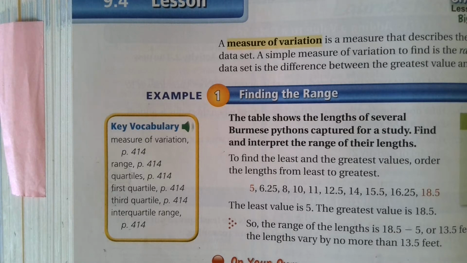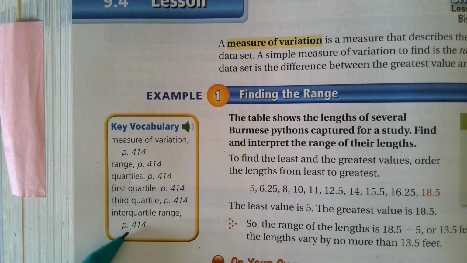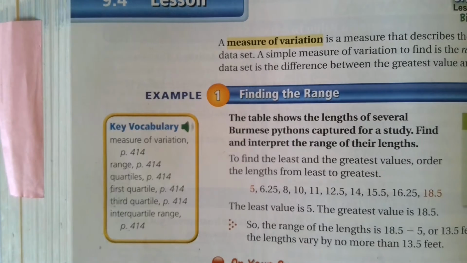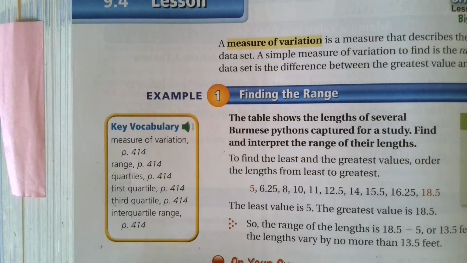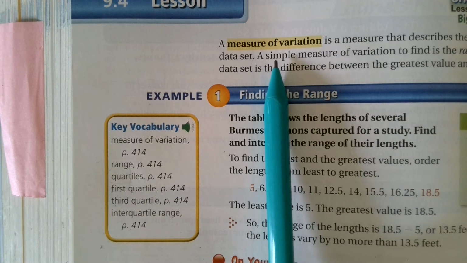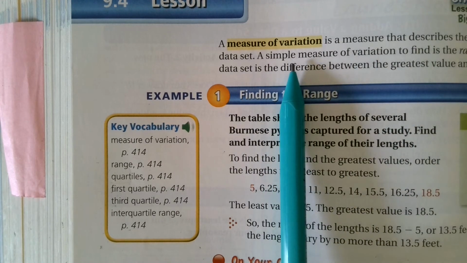Alright, so on page 414, you're going to see a key vocabulary box. What I'd like you to do is add these words to your notebook. They're all located on page 414. It tells you where to find them in the book. So you're going to start with measure of variation. That's a measure that describes the distribution of a set.